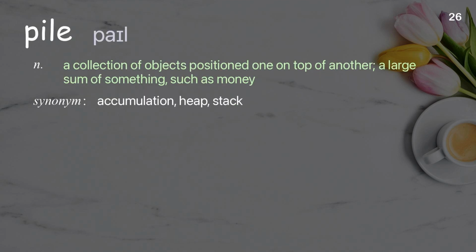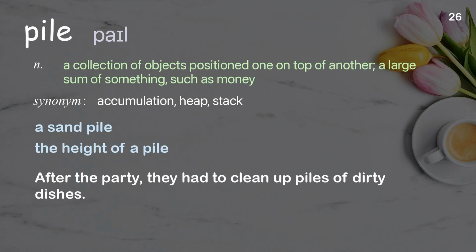Pile. A collection of objects positioned one on top of another; a large sum of something, such as money. Examples: a sand pile. The height of a pile. After the party, they had to clean up piles of dirty dishes.